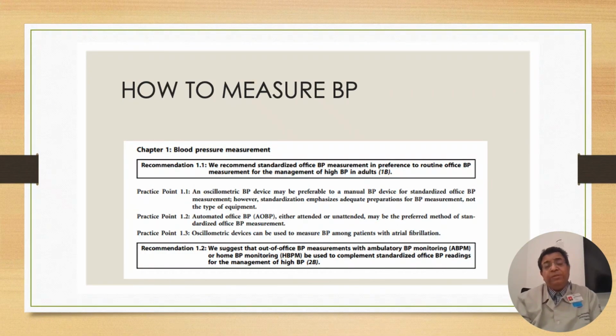So how should you measure blood pressure? Probably the most important thing is reproducibility, measuring the blood pressure in the same way time and time again so that you can compare and contrast and trend your blood pressures. Oscillometric blood pressure device may be preferable to a manual blood pressure device.